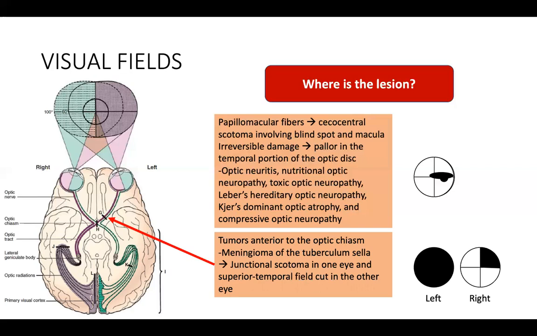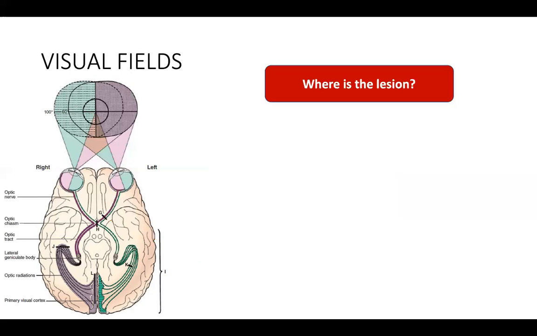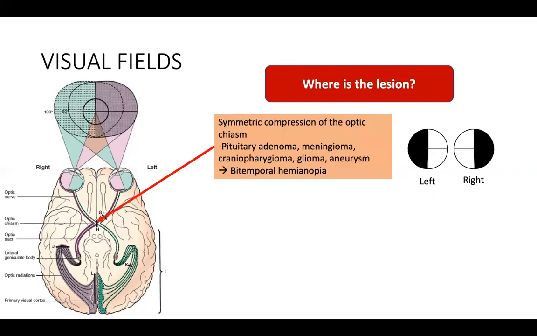Tumors anterior to the optic chiasm, such as meningiomas of the tuberculum sellae, produce a junctional scotoma characterized by an optic neuropathy in one eye and a superior temporal field cut in the other eye. More symmetric compression of the optic chiasm by pituitary adenoma, meningioma, craniopharyngioma, glioma, or aneurysm results in bitemporal hemianopia.